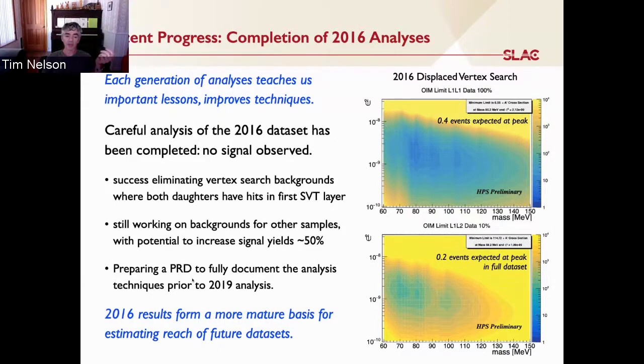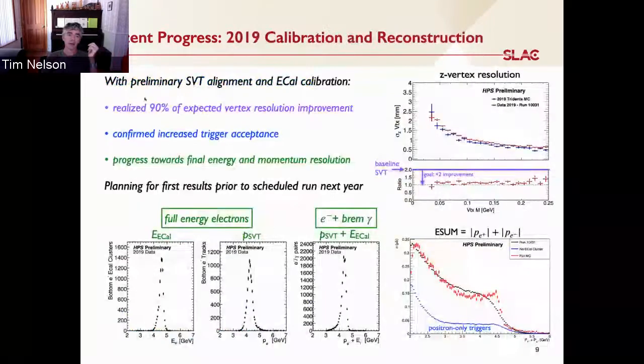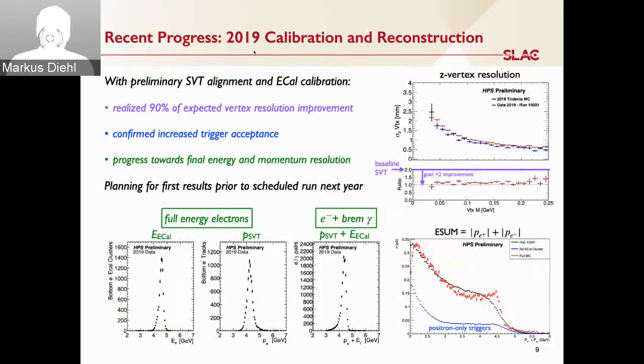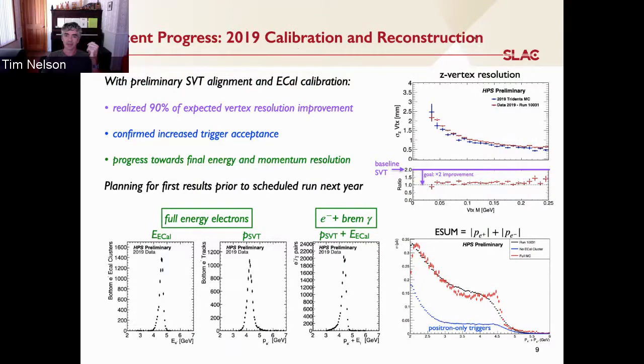We're now preparing a PRD to fully document the analysis techniques prior to diving in fully into the 2019 analysis. But just as important, the 2016 results form a more mature basis for estimating the reach of the future data sets, which is something I'll be talking about in a couple of slides here. The other area of progress, of course, is preparing for the 2019 analysis, the calibration and reconstruction of that 2019 data.